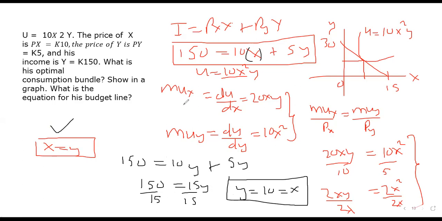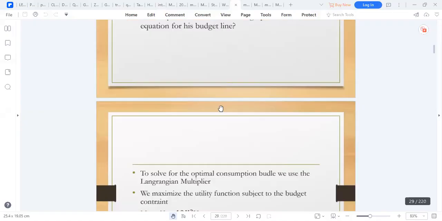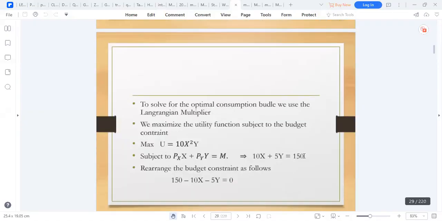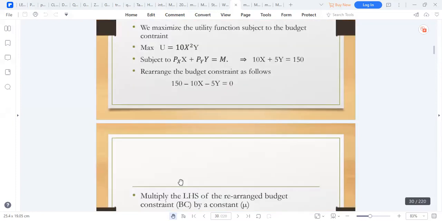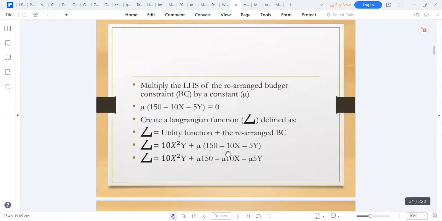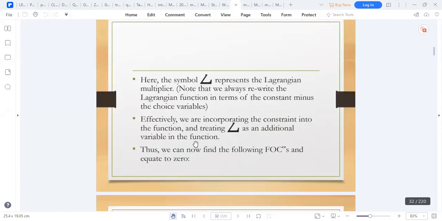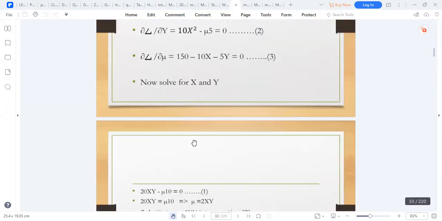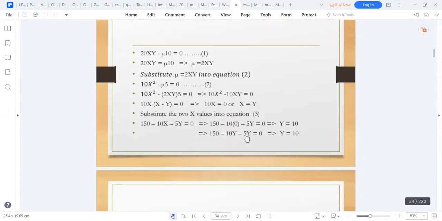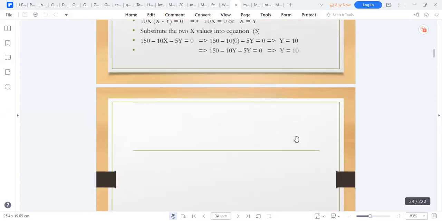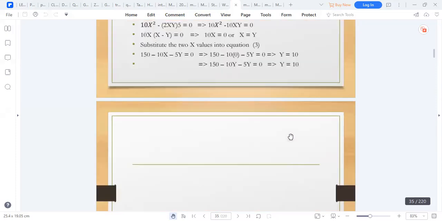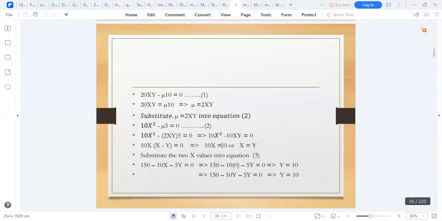This gives you about 10 marks. So this question usually doesn't miss in most of the exams. So let's see what they did. They calculated the budget line. They used a Lagrangian function. This function is long, but it will still give you the same answer. We equate them to 0 and do the partial derivatives, and it takes you to the value of x, which is 10. The value of y is as good as the value of x.